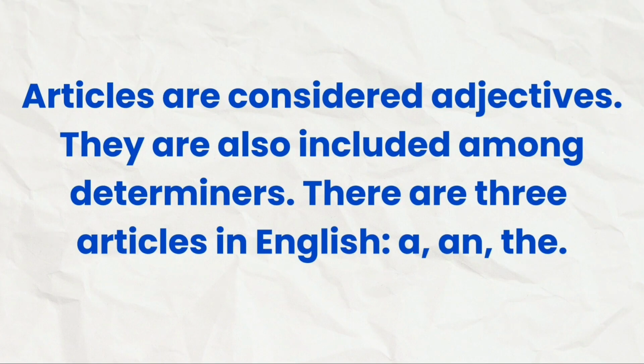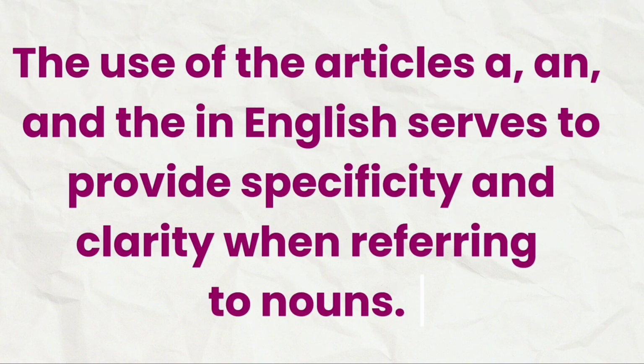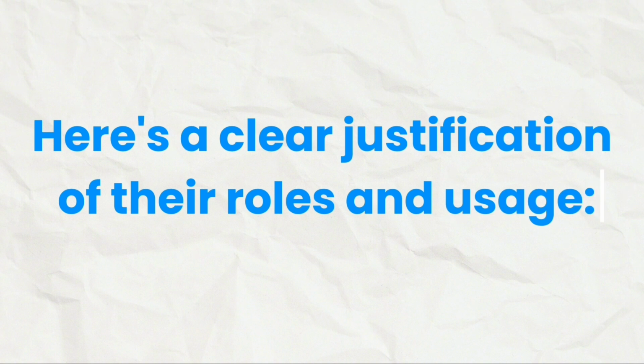Articles are considered adjectives. They are also included among determiners. There are 3 articles in English: a, an, and the. The use of the articles a, an, and the in English serves to provide specificity and clarity when referring to nouns. Here's a clear justification of their roles and usage.